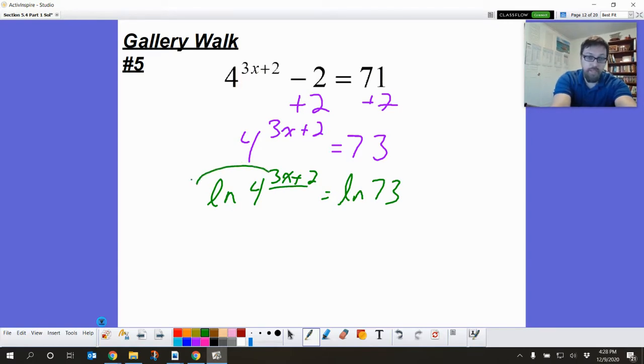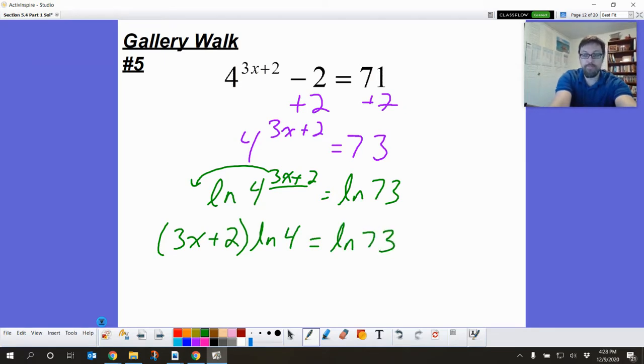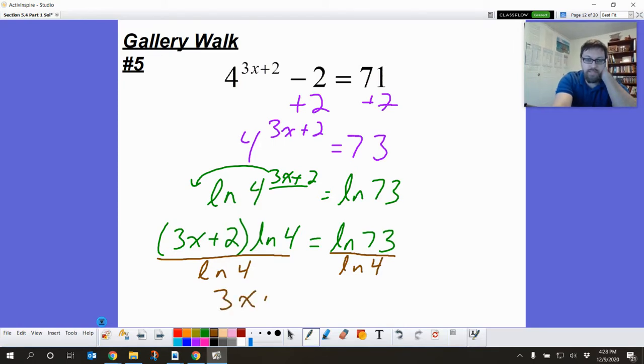This exponent we can bring in front. I'm going to wrap it up. I want to make sure that all of this 3x plus 2 is being multiplied by the ln of 4 equals the ln of 73. Now I could distribute that ln into that parenthesis, but that's just going to make a mess. So I'm just going to divide both sides by the ln of 4 and just get it out of the way. You are in my way, ln of 4, so get out of here. So we get 3x plus 2 equals the ln of 73 over the ln of 4.